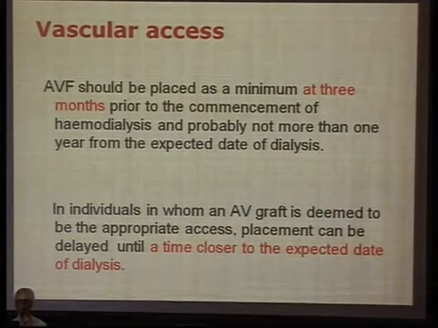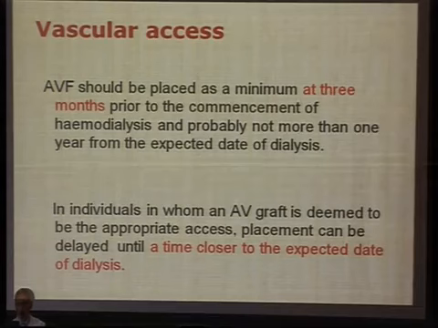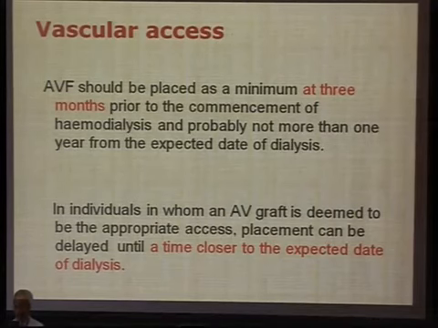The AV fistula must be placed at minimum 3 months prior to commencement of hemodialysis, but not more than 1 year. If you are using an AV graft, the time can be earlier than 3 months, maybe 2 weeks or 3 weeks. Well, now there is a new graft which can be used within 72 hours.